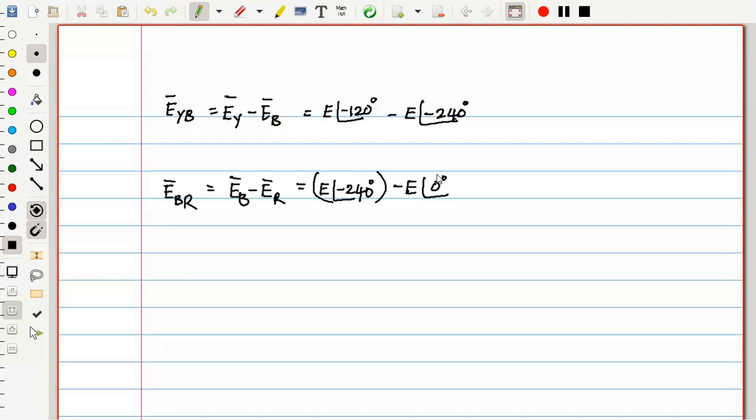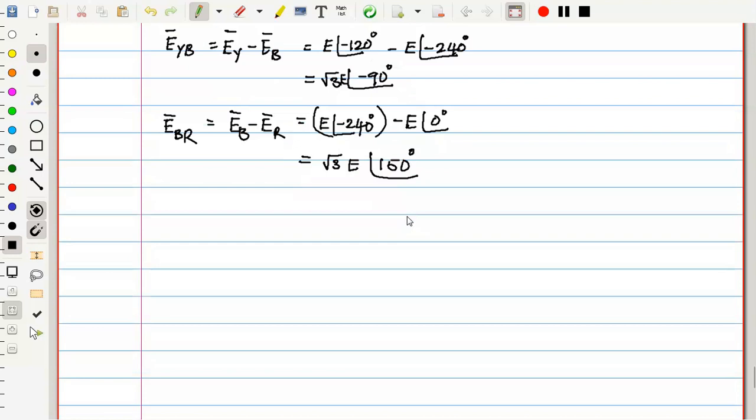Quickly tell me what are all these. So this, yeah, at an angle minus 90. Very good. What about this? Root 3. I think here E is there, right? Root 3 E at an angle of 150.